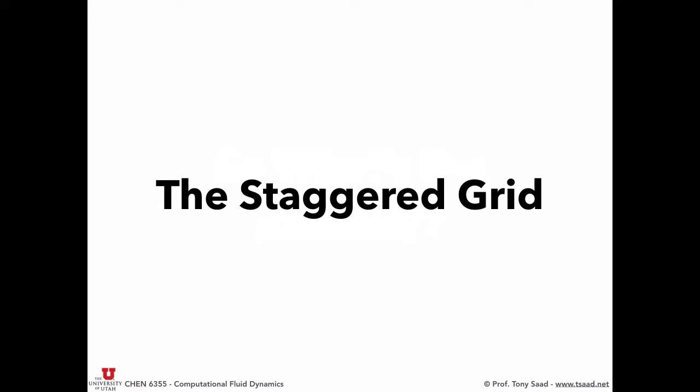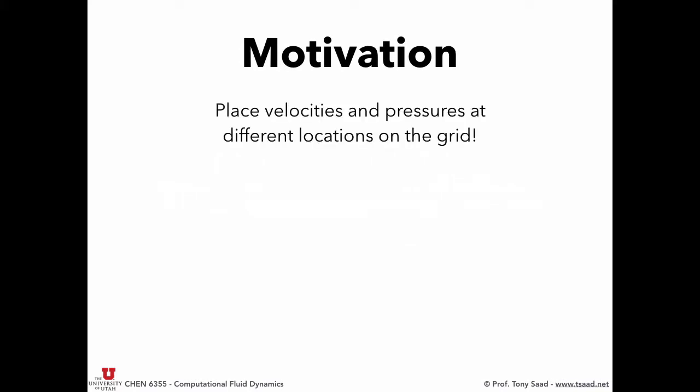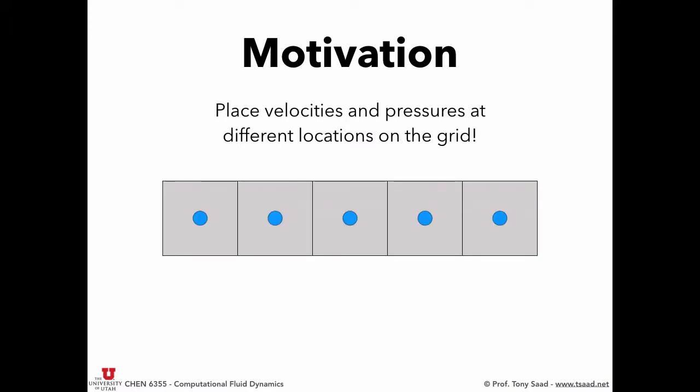I'm going to give you a simple motivating 1D example, okay? And the idea of the staggered grid is to place velocities and pressures at different points on the grid. So rather than putting all the variables at the same grid point, we're going to place them at different locations. Now, we're going to place the pressure. If this is your computational domain, if this were your boundary, we're not going to put a point at the boundary. We're going to put a point in the center between the boundary and the next point, and then delta x, delta x, delta x.